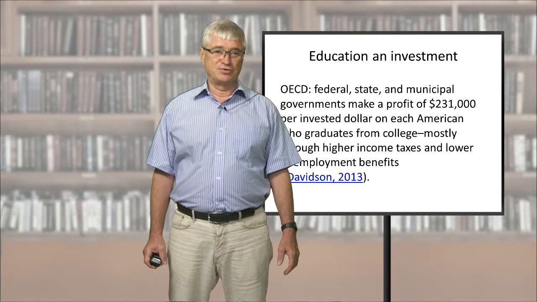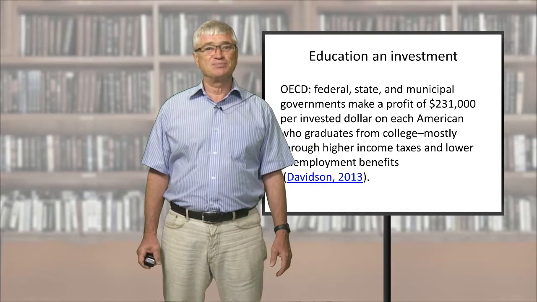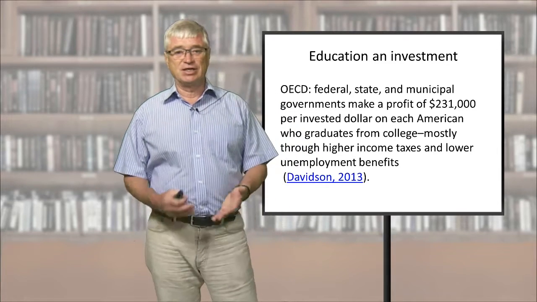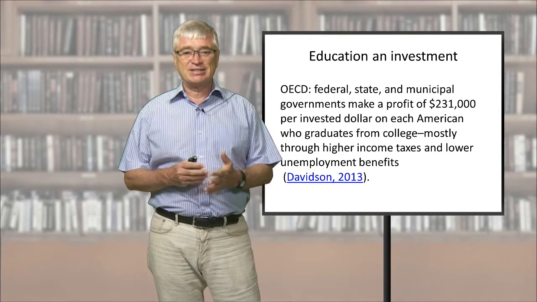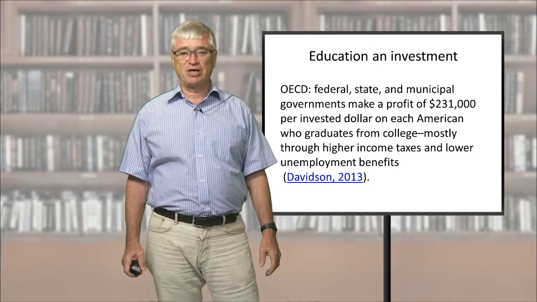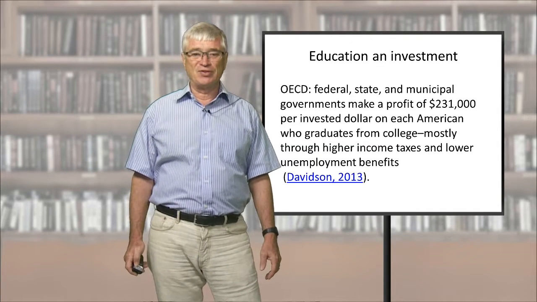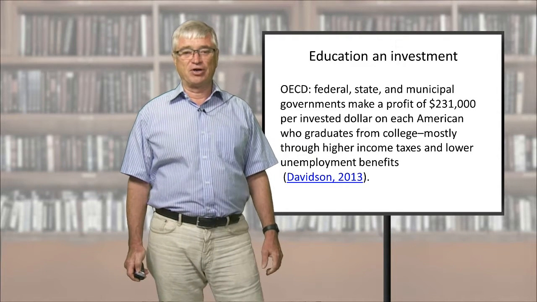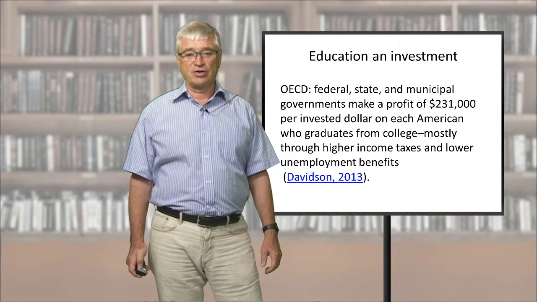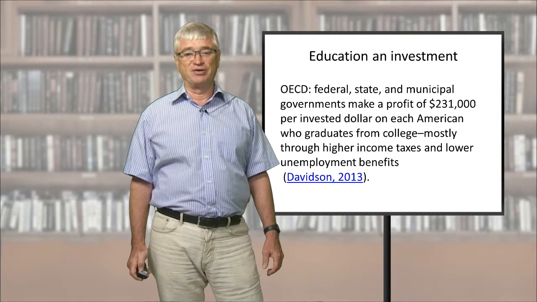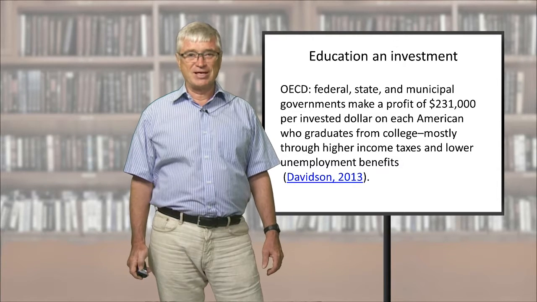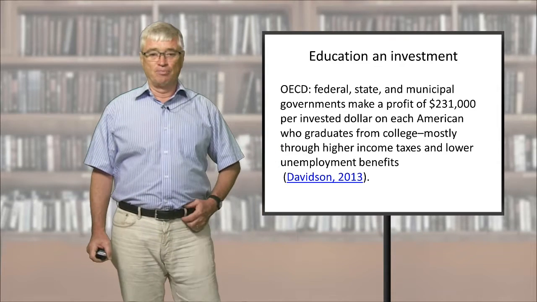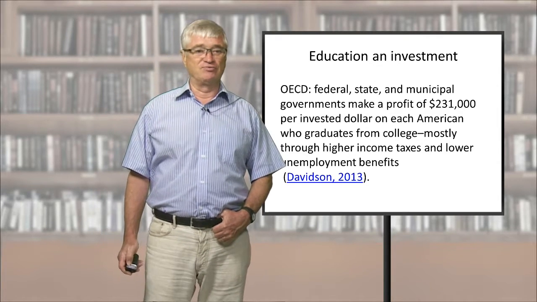A comfort here is education is an investment, not just a cost. So the OECD says federal, state and municipal governments make a profit of $231,000 per invested dollar on each American who graduates from college, mostly through higher income taxes and lower unemployment benefits. This is enormous. Can you imagine anywhere else that you can get a corresponding profit from a dollar that you invest?